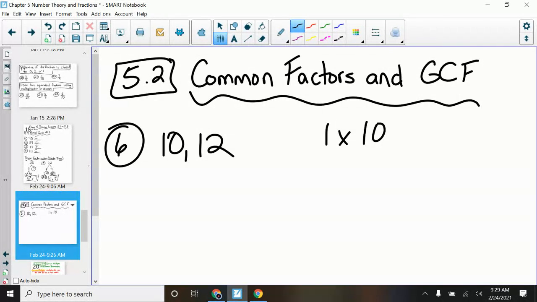So 1 times 10 will give me 10. The next number I would come to would be 2. Is 2 times anything 10? Good. 2 times 5 is 10. What about 3? Is 3 times anything? 4? No. And we've already got 5, so those are all of our factors.